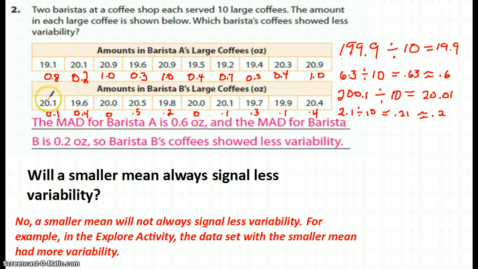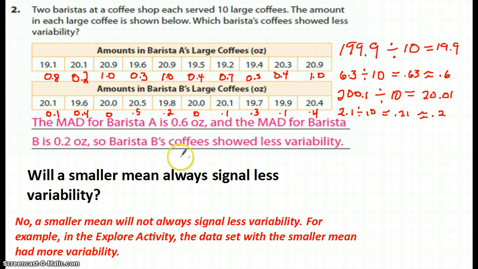And for B, I did the same thing. I added the coffees up to find the means. When I did that, I got 20.01. Subtract from each one, I got 0.1, 0.4, 0, 0.5, 0.2, 0, 0.1, 0.3, 0.1, and 0.4. Add those up, I got 2.1 and divided by 10, and I got 0.21, which is actually 0.2.